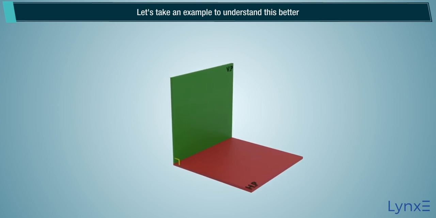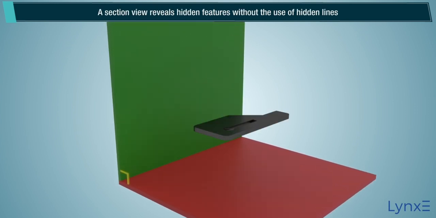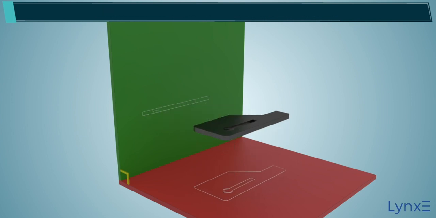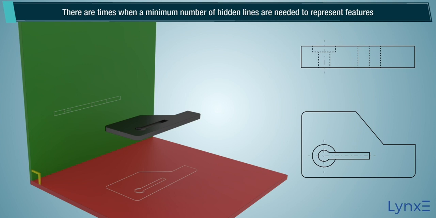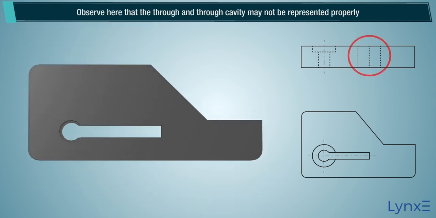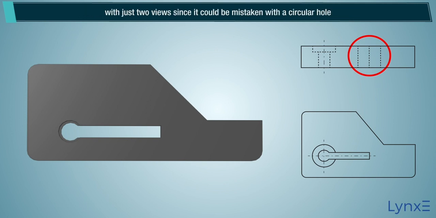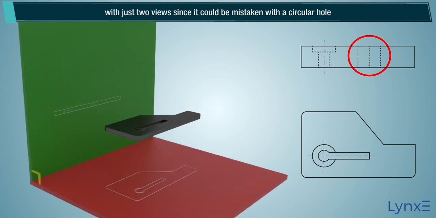Let's take an example to understand this better. A section view reveals hidden features without the use of hidden lines. For instance, let's consider a simple part with a key slot as shown. There are times when a minimum number of hidden lines are needed to represent features other than the primary one shown by the section. Observe here that the through and through cavity may not be represented properly with just two views, since it could be mistaken for a circular hole.